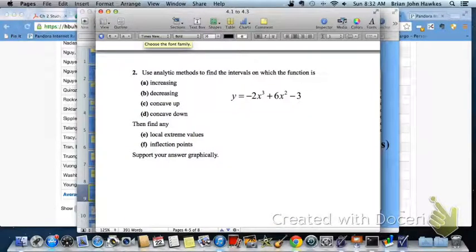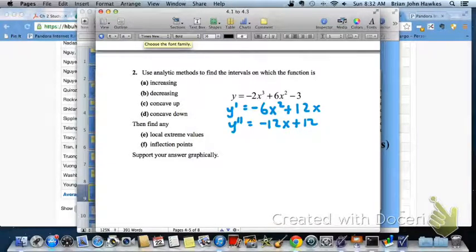So again, we want to find y prime. Y prime is negative 6, I almost put 8. 3 times 2 is 6, x squared, plus the derivative of 6x squared is 12x. And at the same time, I'm going to go ahead and find y double prime. Y double prime is negative 12x plus 12.